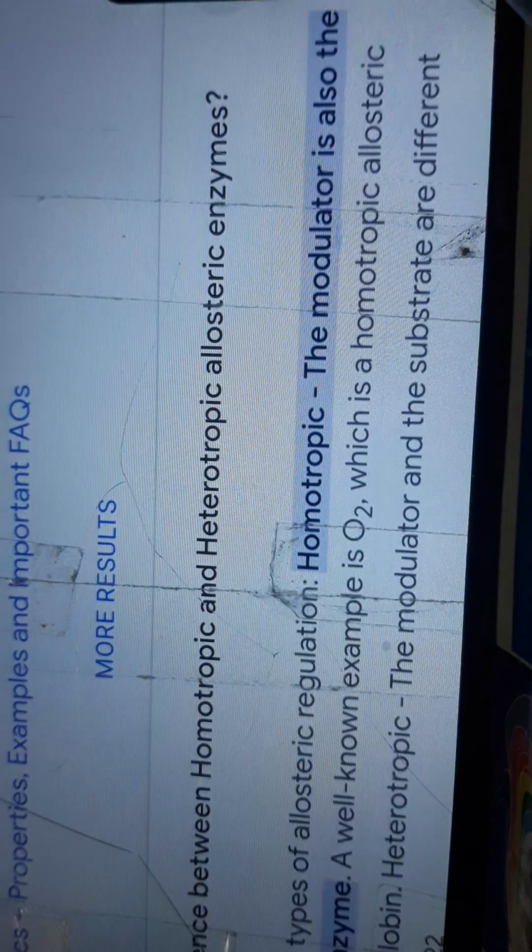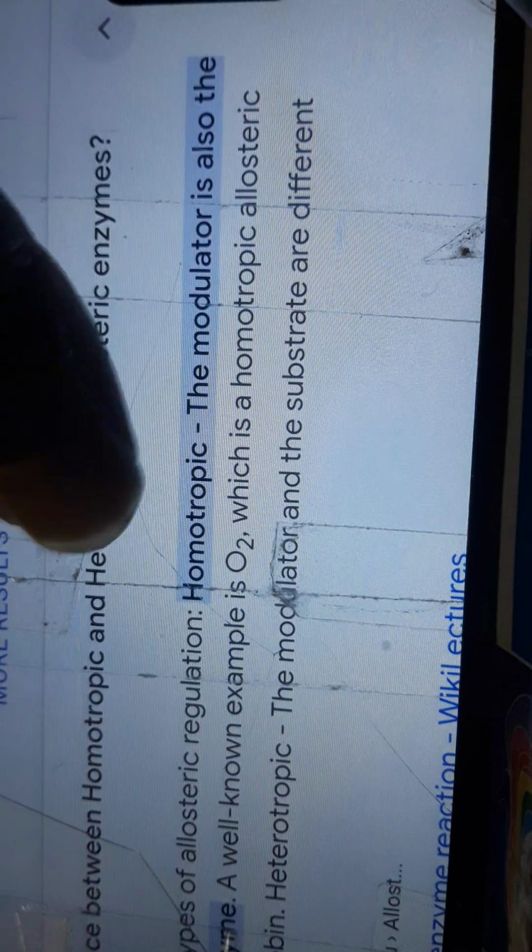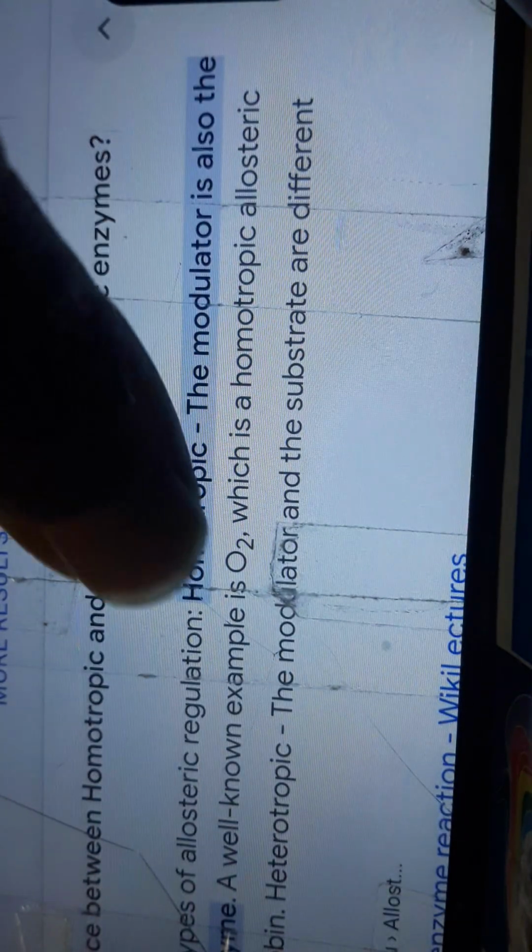The difference between homotropic and heterotropic allosteric enzymes. Two basic types of allosteric regulation are homotropic, where the modulator is also the substrate for the enzyme. A well-known example is O2, which is a homotropic allosteric modulator of hemoglobin. Heterotropic, where the modulator and the substrate are different molecules.